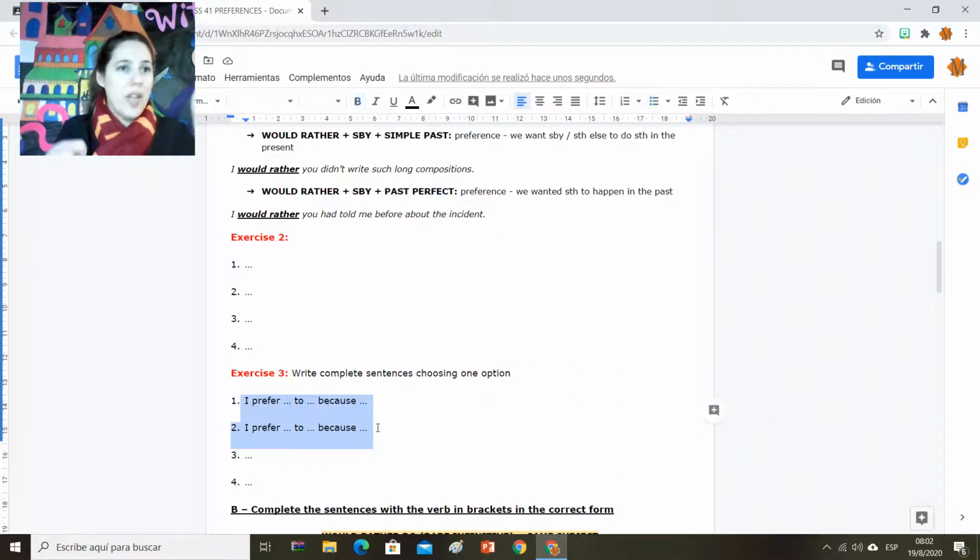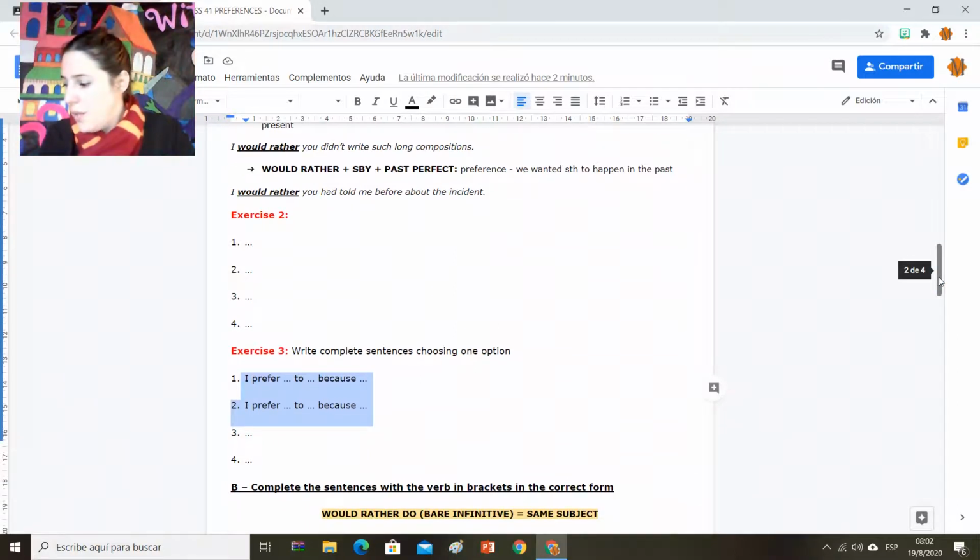And activity 3, you're going to write your own ideas utilizando la expresión I prefer, o sea, general preference. I prefer this because you have the options on the book. ¿Sí? Tienen las opciones en el libro. For example, which of the following do you prefer doing and why? Playing sport or watching it? I prefer watching it or watching sport, playing it because I'm lazy.